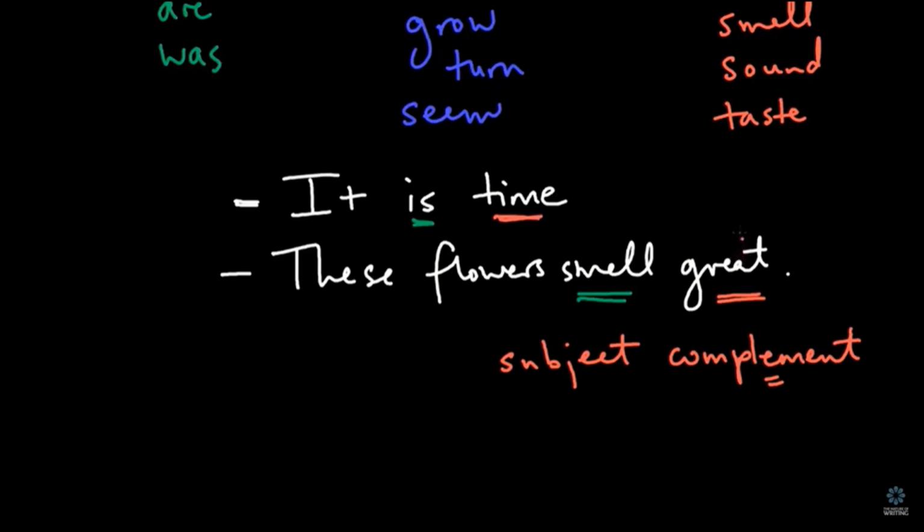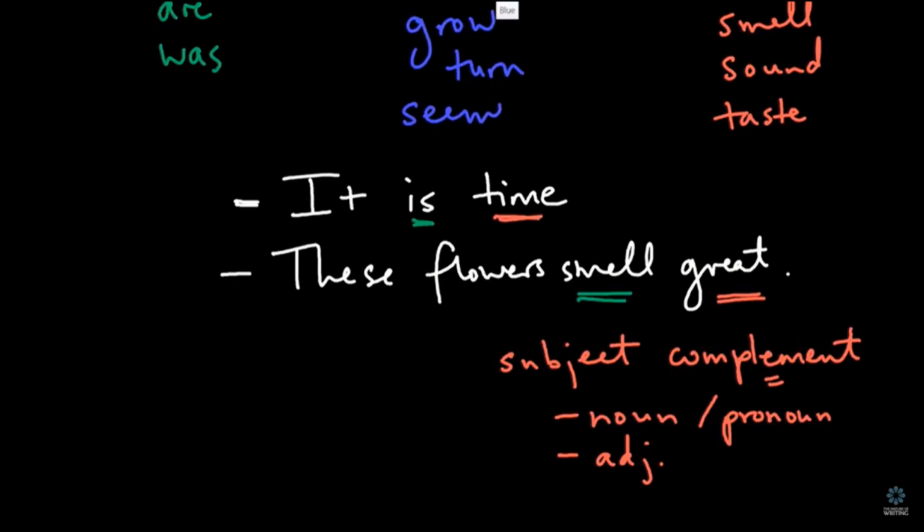So a subject complement then is something that comes after a linking verb and describes the subject in a little bit more detail. There are two kinds of subject complements, broadly speaking. On the one hand, you have a noun, sometimes a pronoun, and the other kind of subject complement is an adjective. So every subject complement that comes after a linking verb is going to be one of these two options.